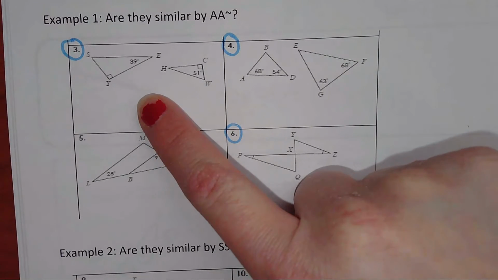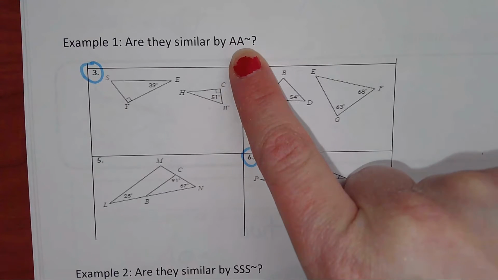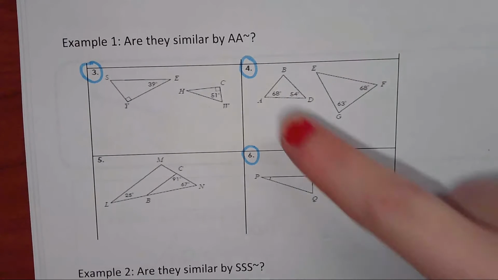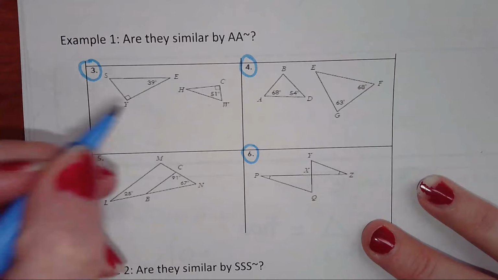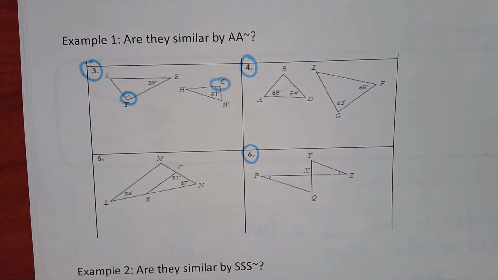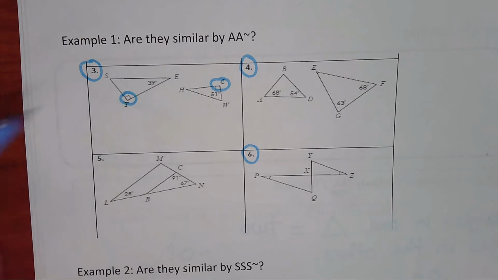So for number 3, we are given two triangles, and they want to know, are these similar by angle, angle? So to figure it out, we need two angles to be congruent or equal to each other. We have angle Y and angle C. They're both 90 right now. But then I have a 51 and a 39. Those are clearly not the same.